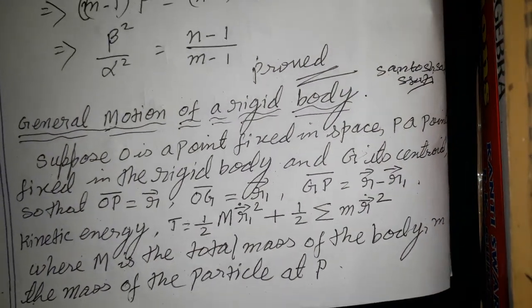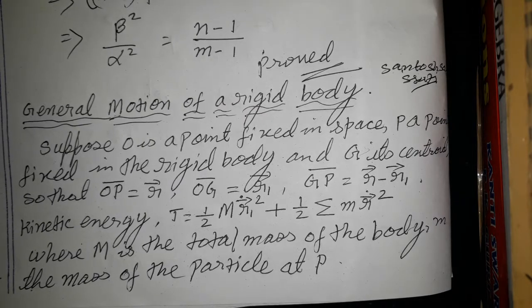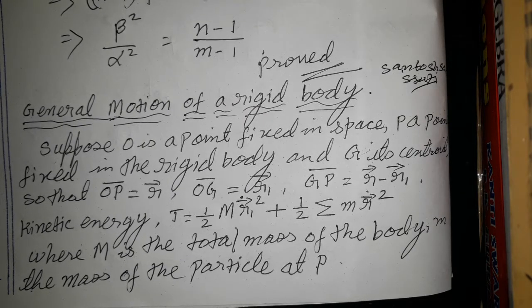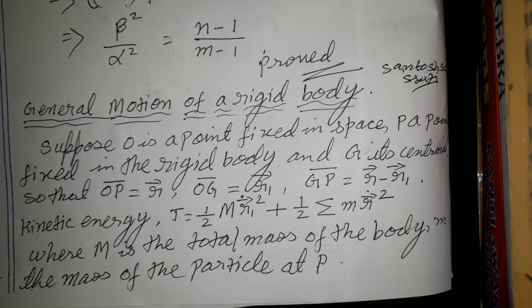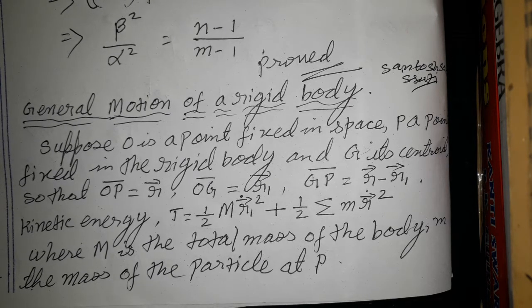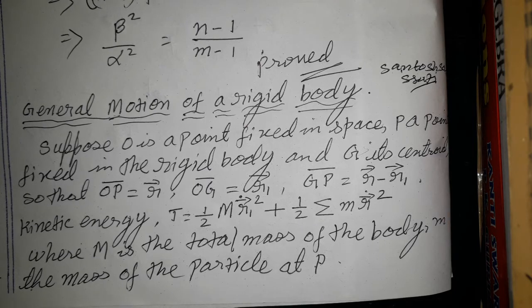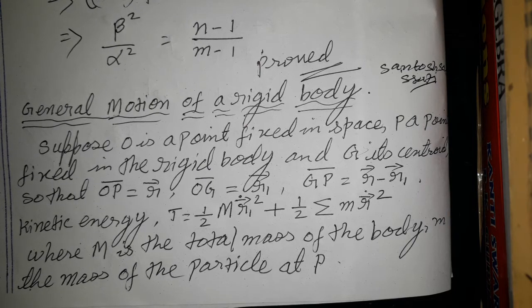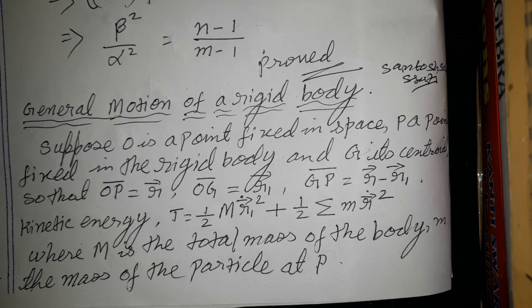So we are talking about the general motion of a rigid body. In a rigid body, we take O to be a fixed point in space, and P to be a point in the rigid body, and G is the centroid of the body. OP I'm taking as R vector and OG I'm taking as R1 vector.